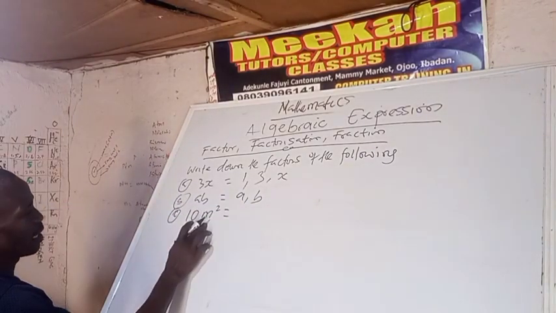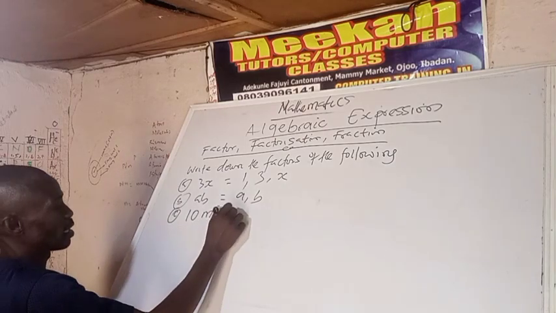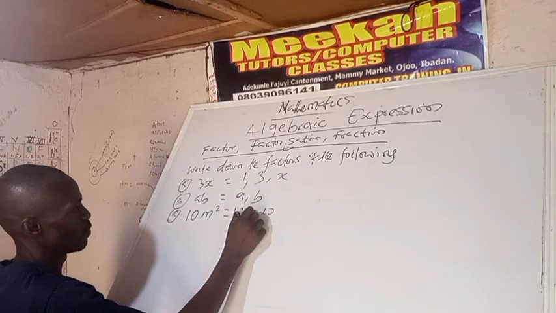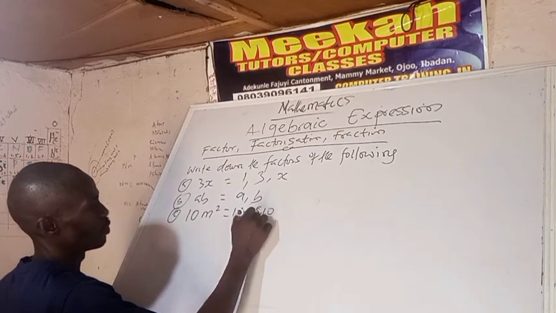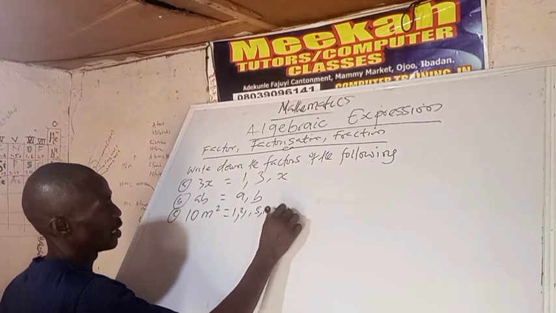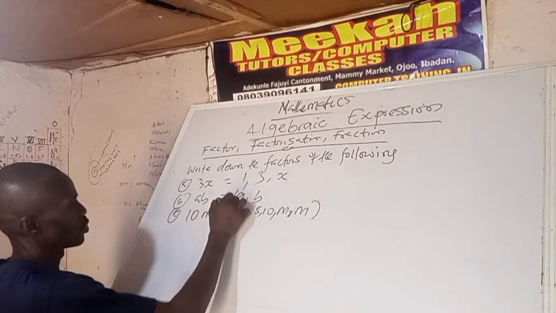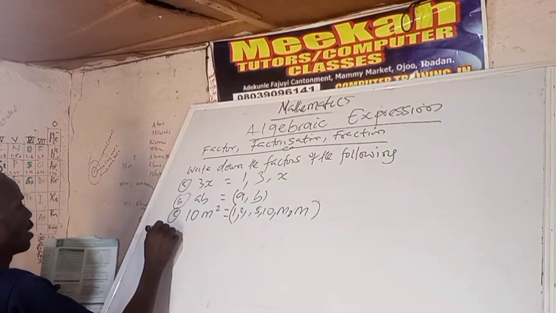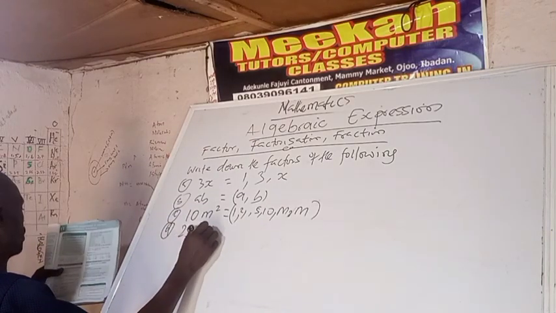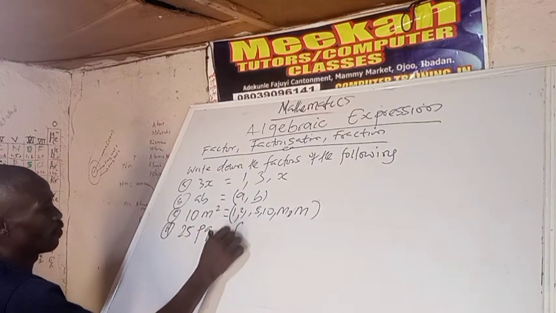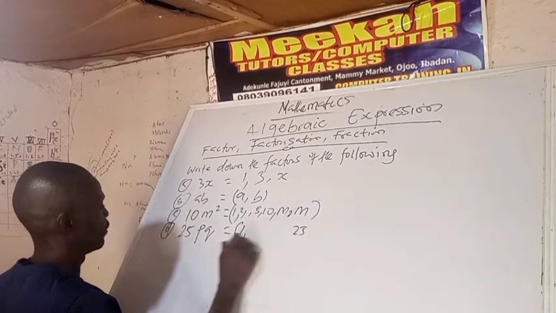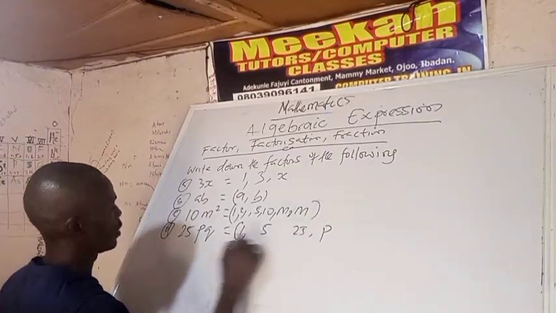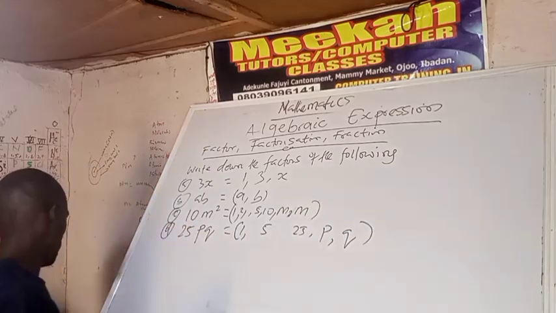Then what about c? 10m squared. Let's find the factors of the number. That is 1, 10. You have 2 that can go here. You have 5. Then m becomes what? m and what? m. These are the factors of 10m squared. What about d, 25pq? Of course, find the factors of 25. Of course, 1 and 25, you have 25. What can go again? 5, you have 5. Then the other factors, you have p, and you also have what? q. They become the factors of it.